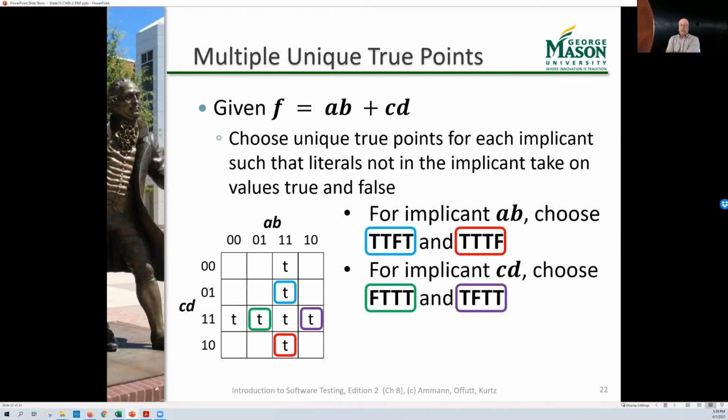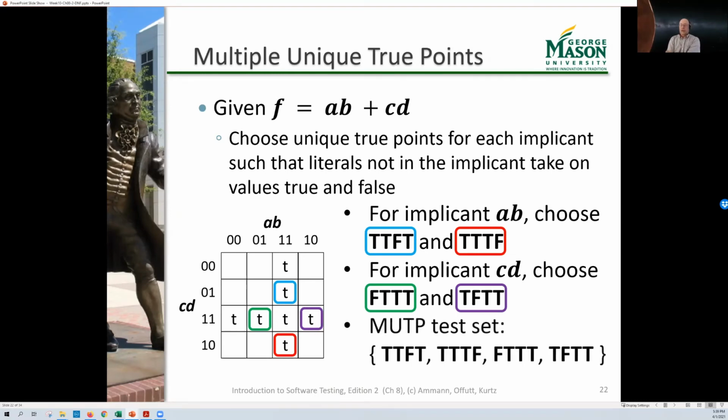Then for implicant CD, we could choose false, true, true, true, and true, false, true, true. And again, these are unique true points for CD where the literals that aren't in CD, namely A and B, take on both true and false values. So here A is false and here A is true. Here B is true and here B is false. So A and B have taken on different values. And that leads us to our MUTP test set. These 4 points: true, true, false, true; true, true, true, false; false, true, true, true; true, false, true, true. That becomes our test set that satisfies multiple unique true point coverage.